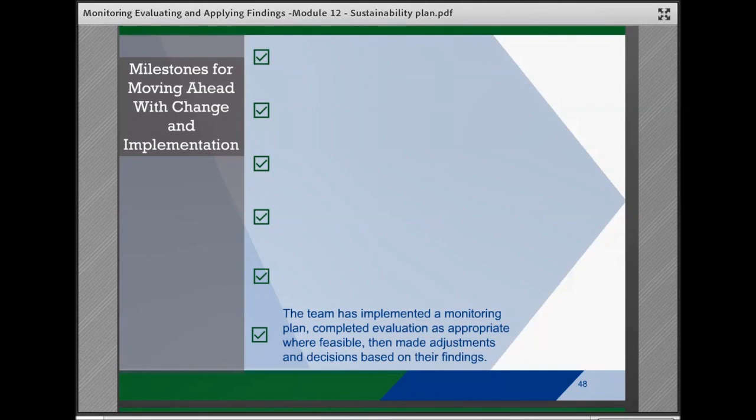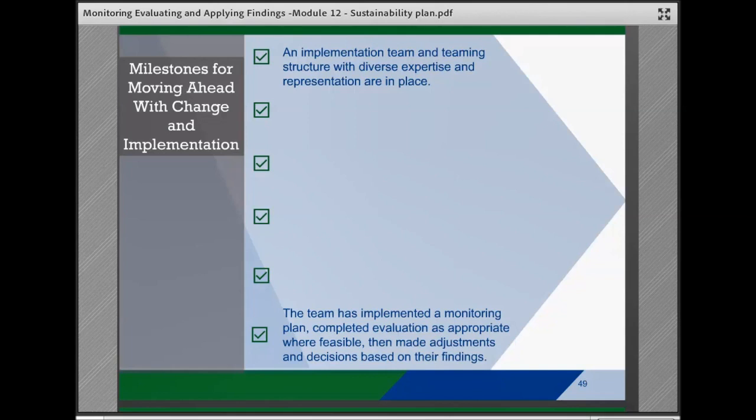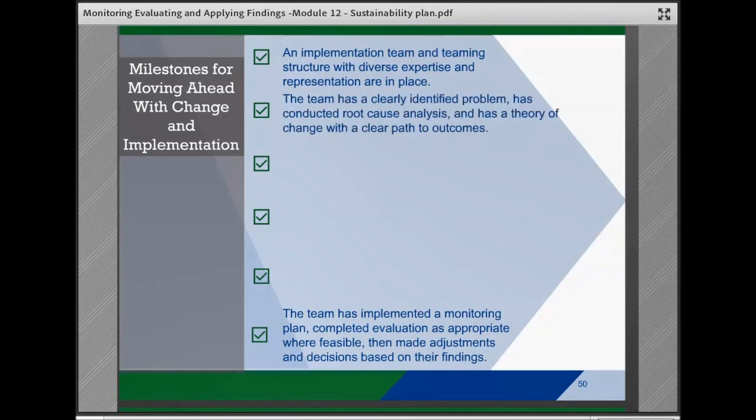Let's recap some of the key milestones that teams should accomplish during this process. There is a team with diverse expertise and representation to guide the change and implementation process. The team has a clearly identified problem, an analysis of the root cause or causes of the problem, and have developed a theory of change that reflects a clear pathway from the problem to a desired long-term outcome.